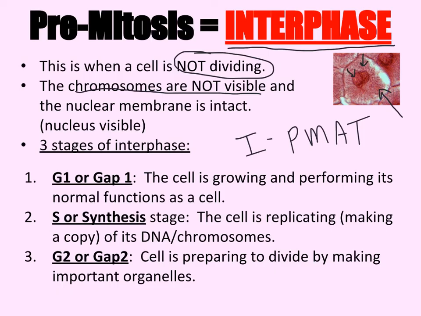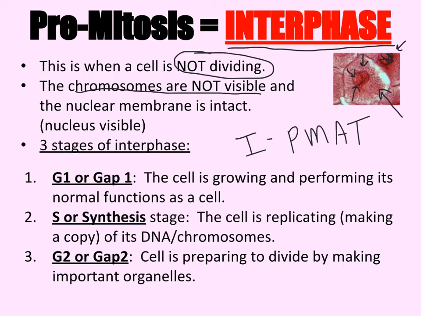I'll use this cell off to the side over here. If it was not in interphase, you would see the chromosomes and they would look like little dark worms or bars like this. You do not see that in that cell. So that cell is in interphase because you cannot see the chromosomes.